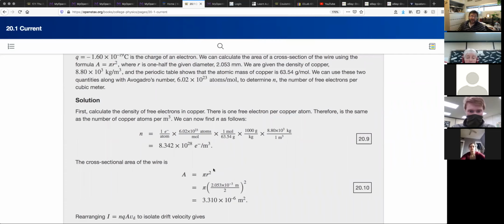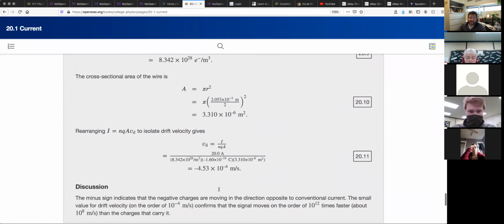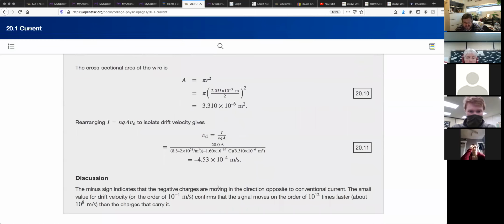And then we're going to calculate the area. It's just pi r squared. They've given us d, diameter, so we take diameter divided by 2, squared, multiplied by pi, to get that area. Then the drift velocity we calculate using the formula, solving it for the drift velocity: current over n times q times the area. And it turns out to be negative 4.53 times 10 to the minus 4 meters per second.